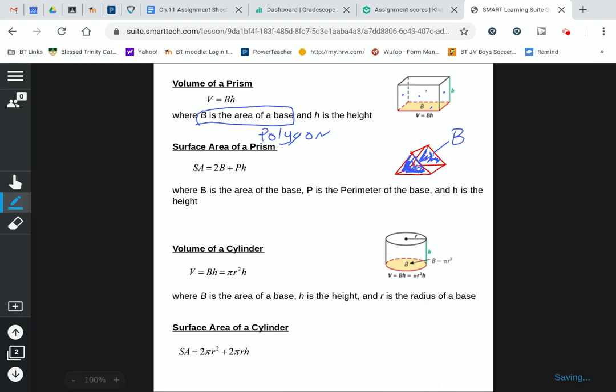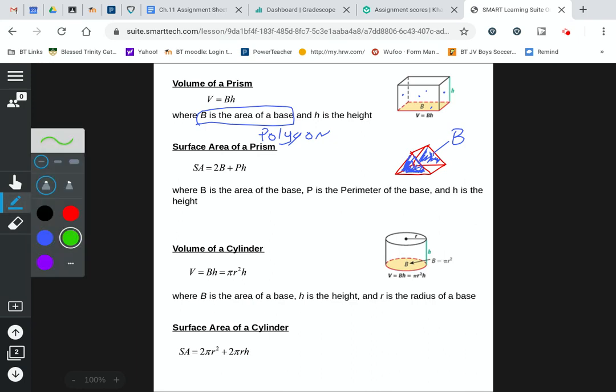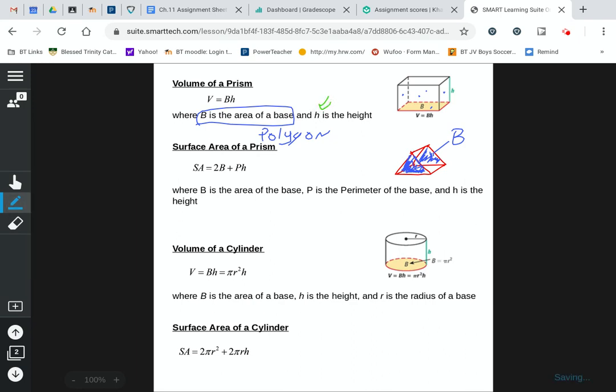So if it's a triangular prism, or a pentagonal prism, or a hexagonal prism, any of those, the non-rectangular side is going to be your base. And then, of course, the height is the distance between the bases. That's the other thing with this one. The height, in this case, is the difference between the bases. I'm going to say difference.